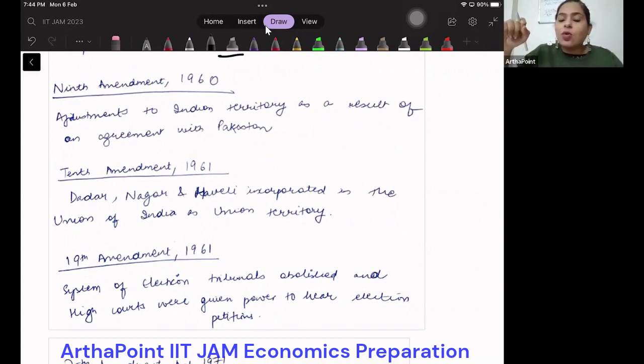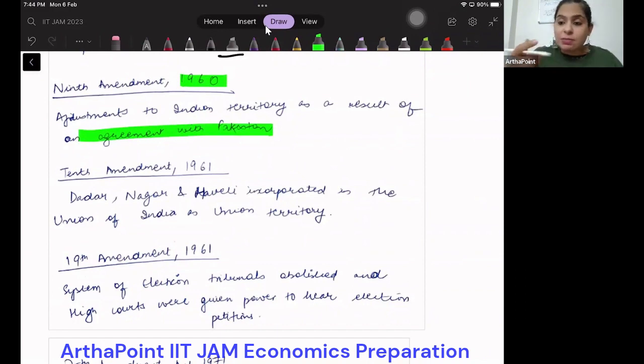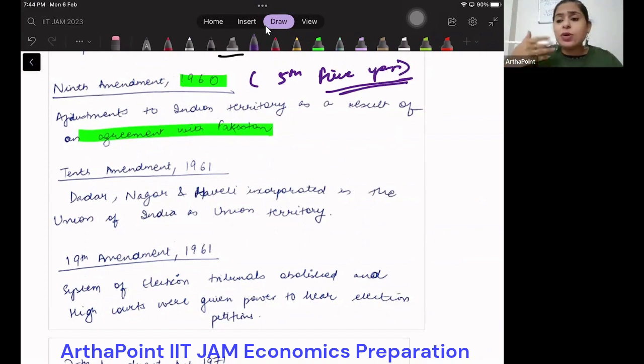Out of which one important amendment that I felt was the 9th Amendment. This was related to the agreement with Pakistan. And how can you remember this? If you correspondingly go back to the five-year plans, and I will just show you in some time, you will see that there was a period when we were going into multiple war situations. I will talk about that in a while.